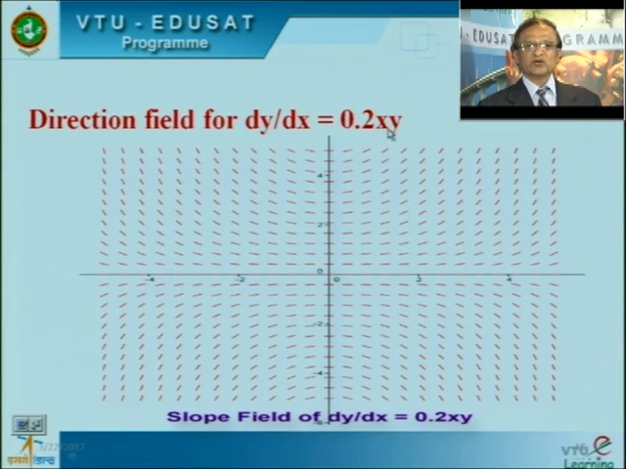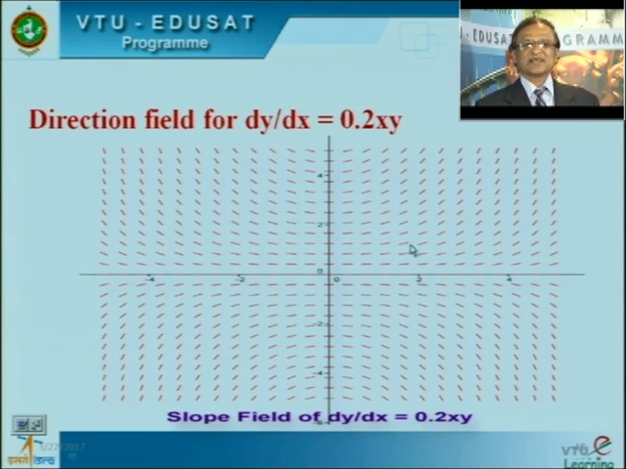For example, I have drawn the diagram of the same equation dy by dx is equal to 0.2 into xy, right. I hope you are observing this diagram. What does it represent? It represents the behavior of this differential equation in a particular period. Is it clear? You can replace minus 4 by plus 4 or minus 6 by plus 6 along with the x and y axis, right.